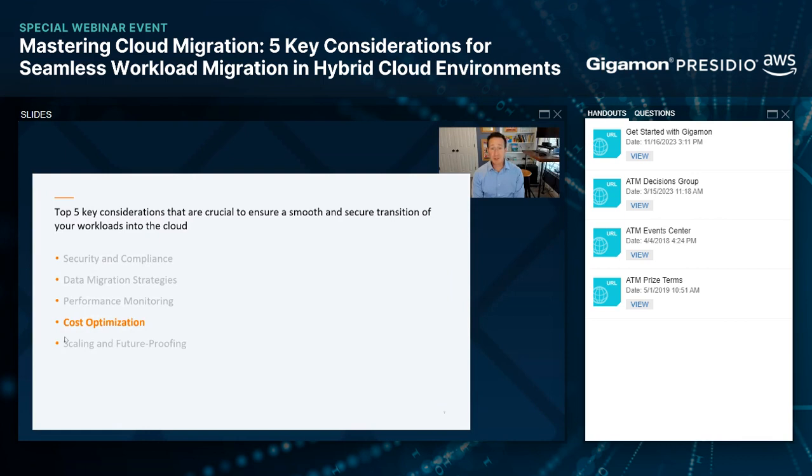So cost optimization, also a topic that I really geek out on. I'm what Amazon calls a boomerang. So I left AWS in 2017, and I went to go work in cloud cost optimization. And I came back in 2019. So I was really interested in cloud cost optimization.